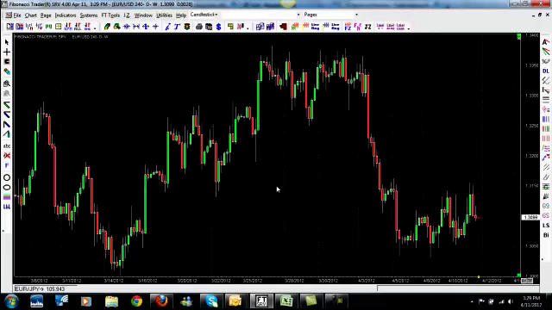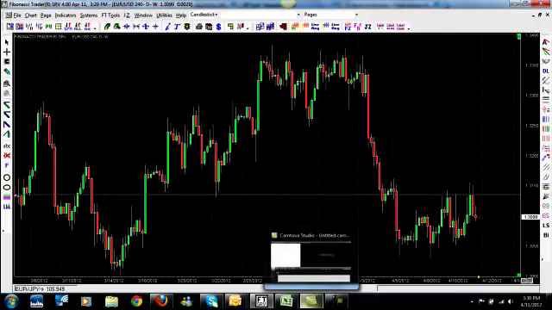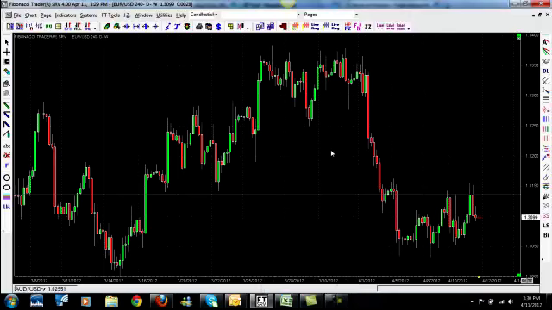Okay, so the customer said he sold at 31.36. Okay, so he sold right here. He put a 150 pip stop loss, so the stop loss would have been, no, he bought right there. Put a 150 pip stop loss and a 50 pip profit target.